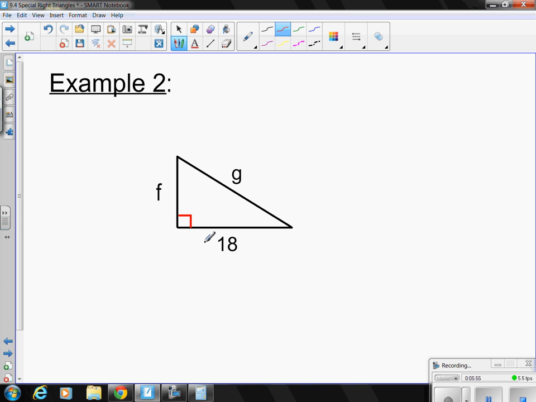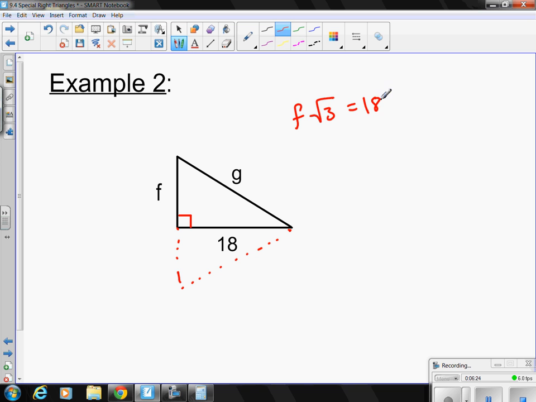This problem is going to be a little tricky. We're given the long leg. Remember, if I drew the equilateral triangle out, it's going to look like this. So I first want to find my short leg, and I know this side's double it. That's the easy one. To find f, I'm thinking, well, f times the square root of 3 has to equal 18.